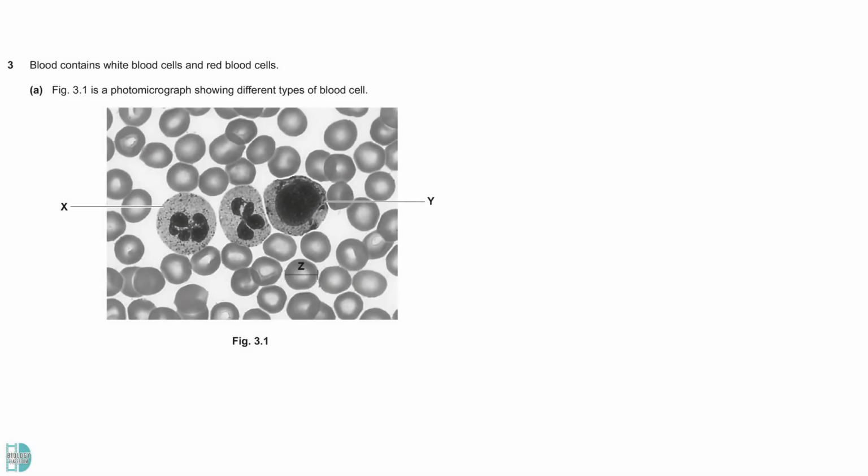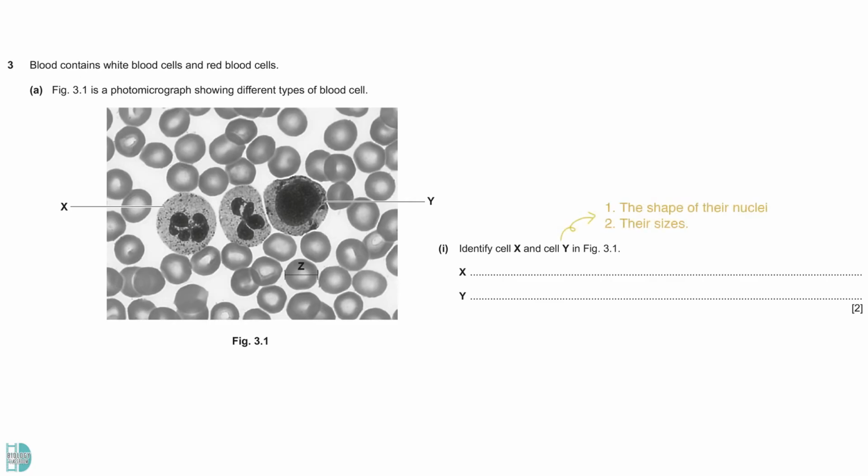Figure 3.1 shows a blood smear. To identify the types of white blood cells in a photomicrograph, you can use the shape of their nuclei and their sizes. X has a multilobe nucleus. You can also see granules in the cytoplasm. These are the features of a neutrophil.